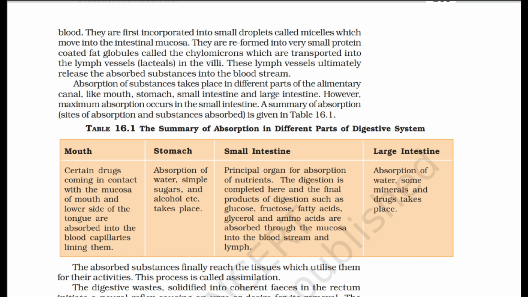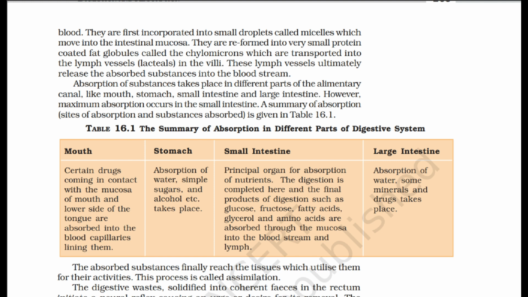These lymph vessels ultimately release the absorbed substances into the bloodstream. Absorption of substances takes place in different parts of the alimentary canal, like mouth, stomach, small intestine, and large intestine. However, maximum absorption occurs in the small intestine. A summary of absorption, sites of absorption, and substances absorbed is given in Table 16.1.